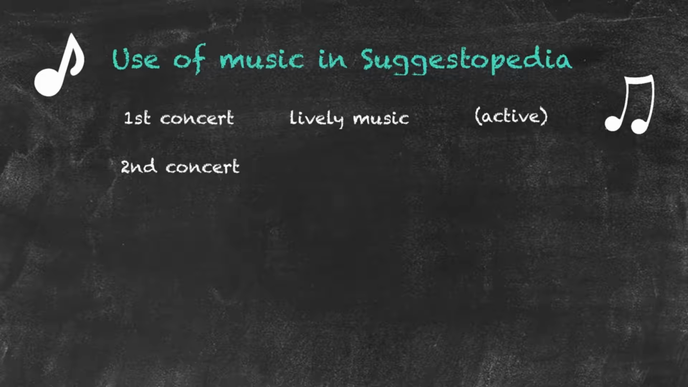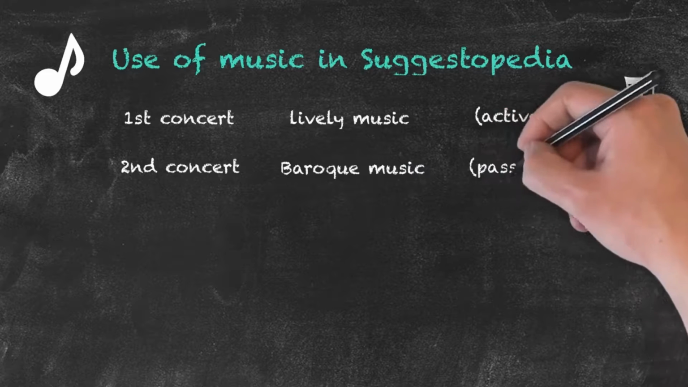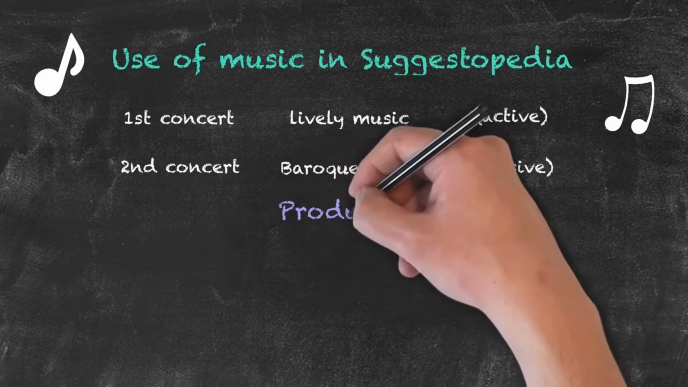Then, in the second concert, the teacher will introduce the target language, usually in the form of dictation. And whilst that's taking place, we use Baroque music, which puts us into a passive state and allows us almost to become like a sponge and absorb this particular information. Once that's been completed, we can then use that knowledge in some form of production.